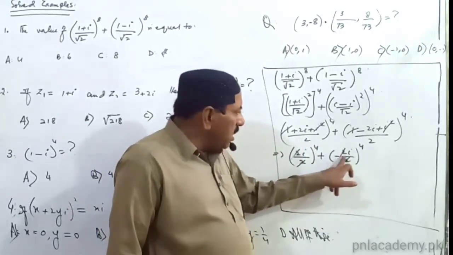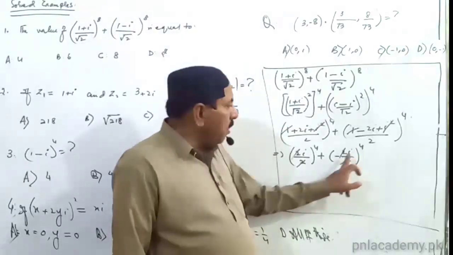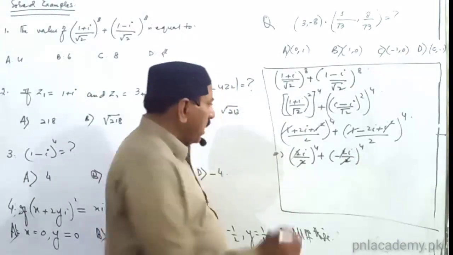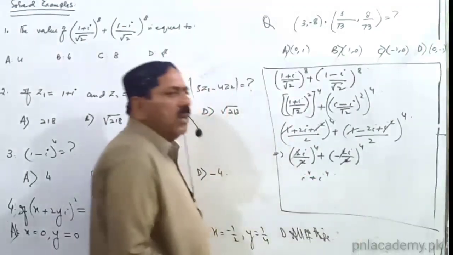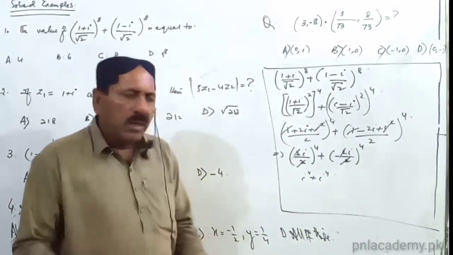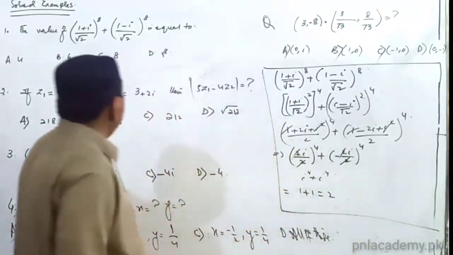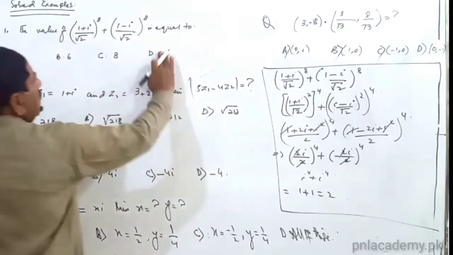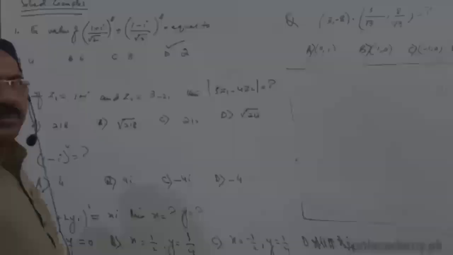This is minus iota power 4. Being an even power, the minus will be converted into a positive sign. So this will be iota power 4 plus iota power 4. You already know that iota power 4 has the value 1. So 1 plus 1 is equal to 2. So 2 is the correct option.